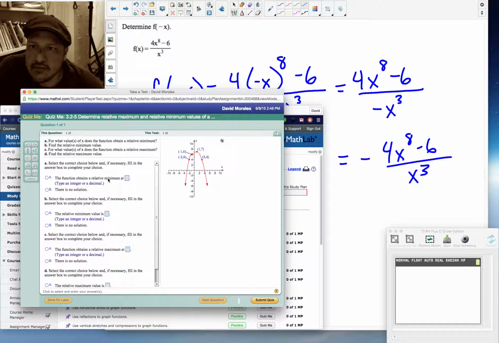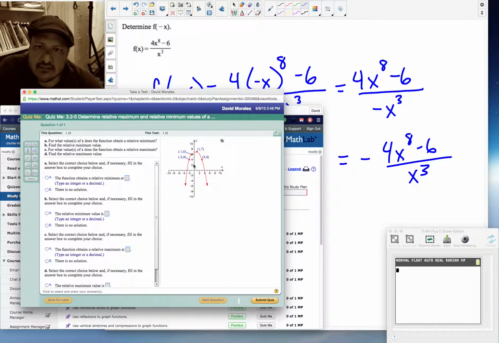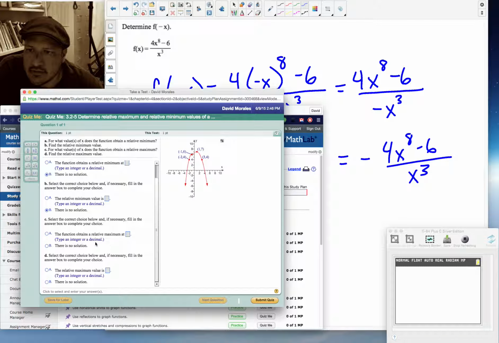Where is there a relative minimum? Doesn't look like there is one. No, it would be like a valley if we had a relative minimum. The function obtains a relative minimum: it has none, and it has none. It attains a relative maximum right here at x equals 1. And that value is 7.